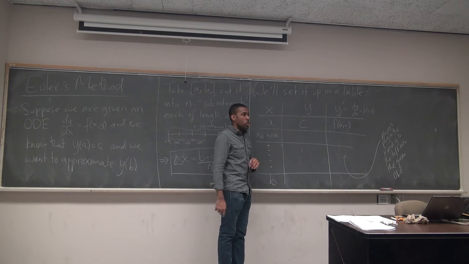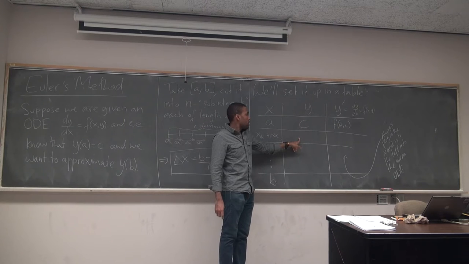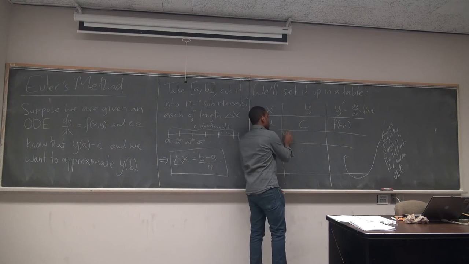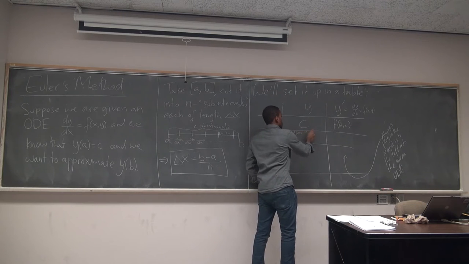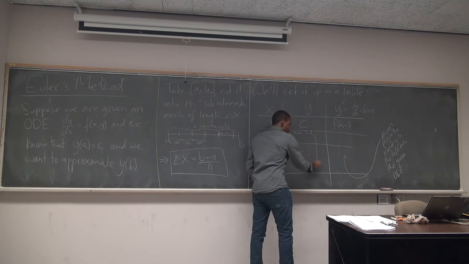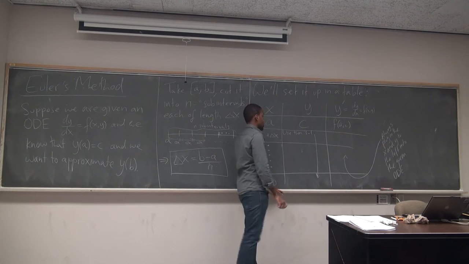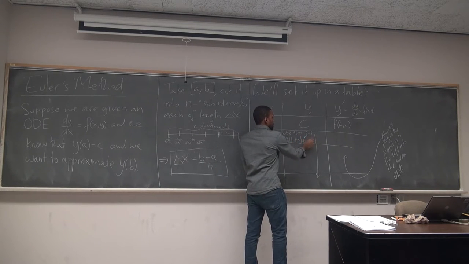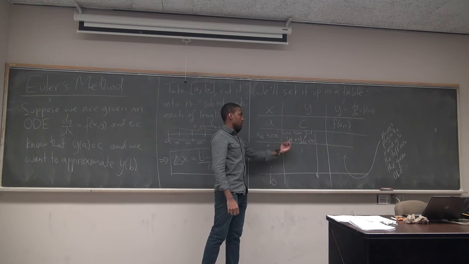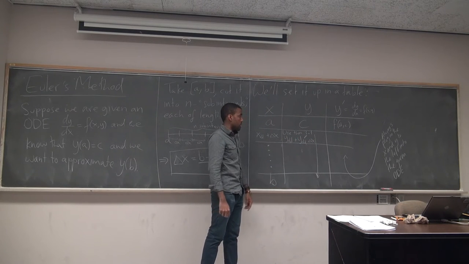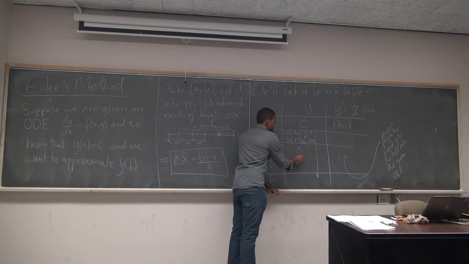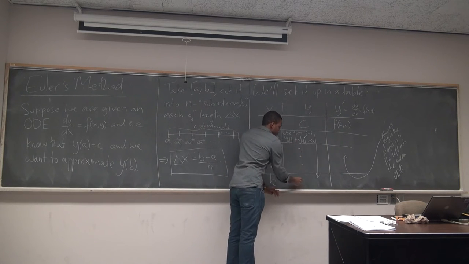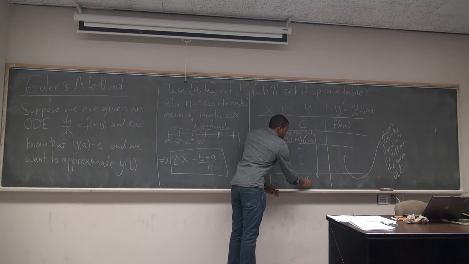Here's where theorem 3.1 comes in. I know this y value, but I don't know that y value. I have to approximate it. So after the first step, you use theorem 3.1, and you continue to use it until you get all the way down here. Theorem 3.1 says the new y is the old y plus the old y prime times delta x. I'll repeat that same formula until I get down here, and this is going to be my approximation to the y value at b.